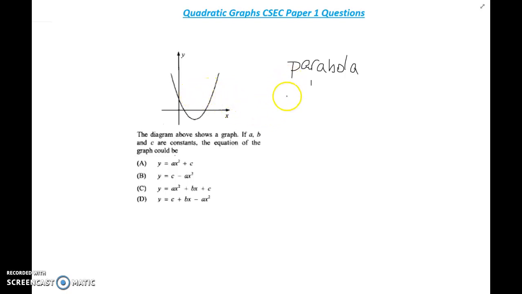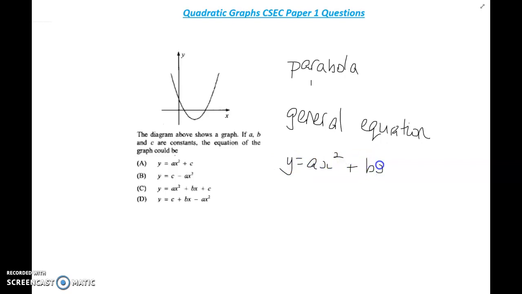So the general equation for a quadratic graph or curve, which is something you should remember, is y equals ax squared plus bx plus c, right? And that is actually option C. So the answer is C.